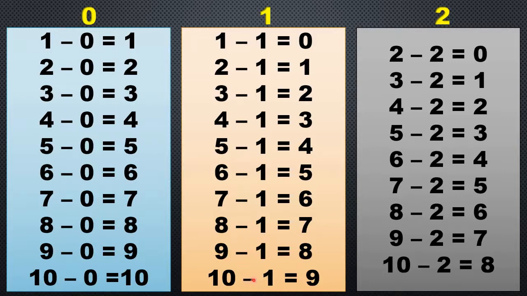Now let's see table of 2. 2 minus 2 is equal to 0. 3 minus 2 is equal to 1. 4 minus 2 is equal to 2. 5 minus 2 is equal to 3.